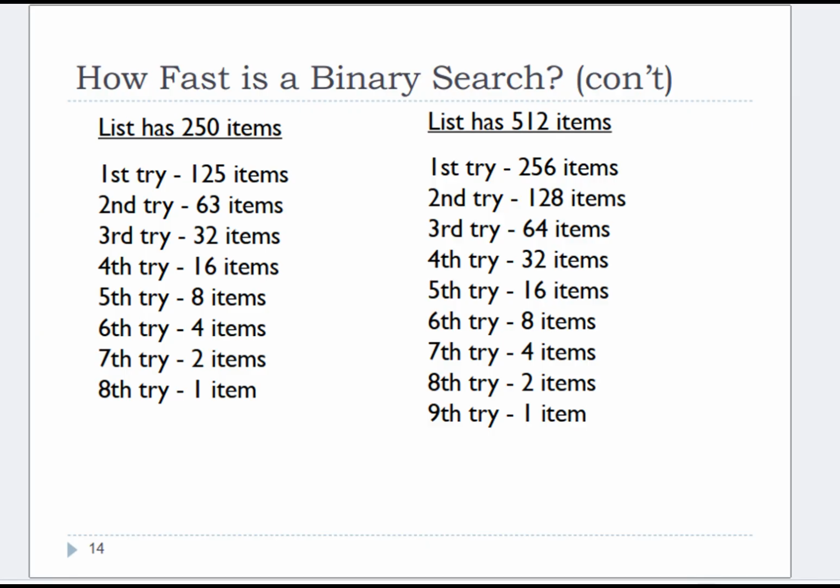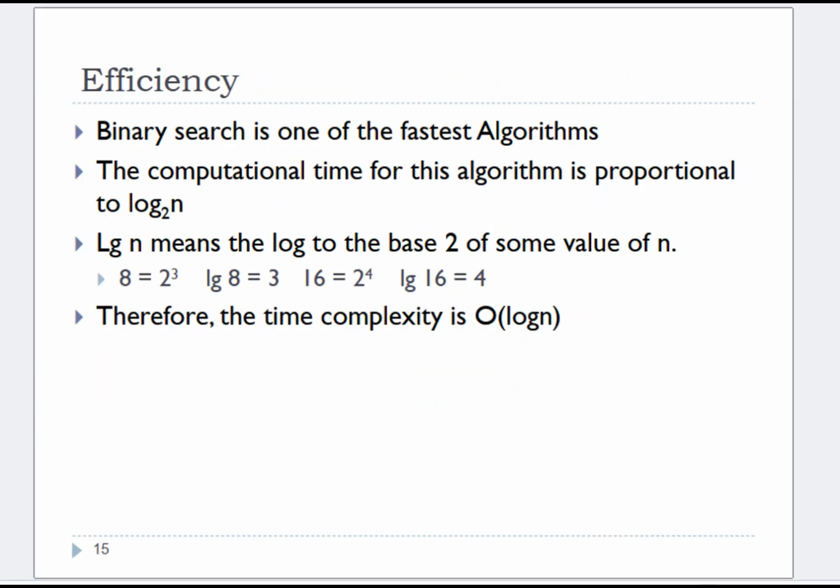The list has 512 items. 1st try: 256 items. 2nd try: 128 items. 3rd try: 64 items. 4th try: 32 items. 5th try: 16 items. 6th try: 8 items. 7th try: 4 items. 8th try: 2 items. 9th try: 1 item.